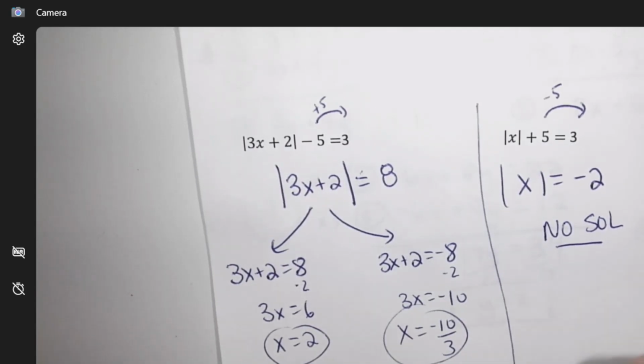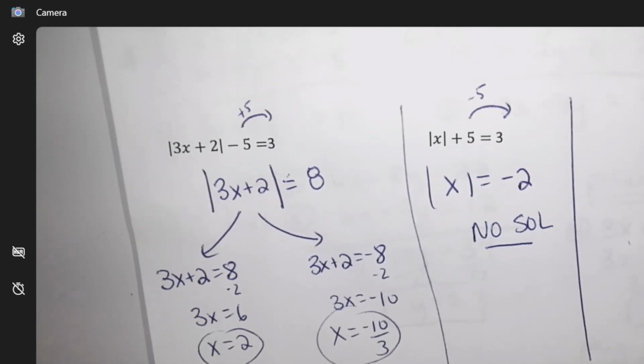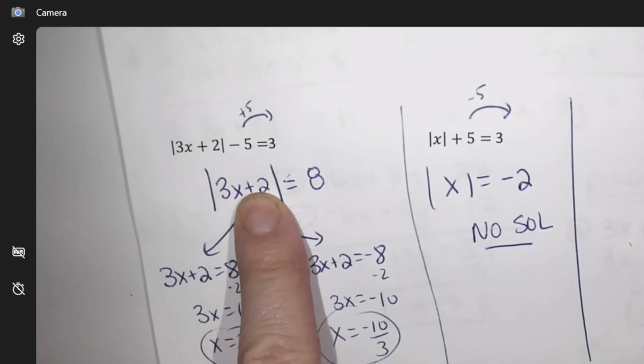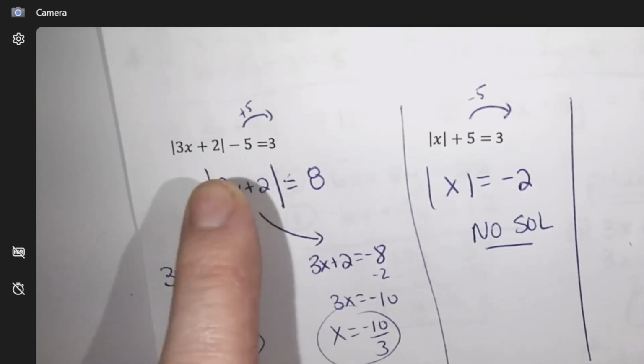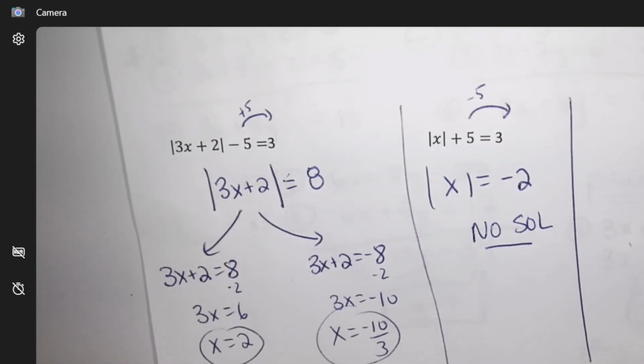Can't have the negative. Okay, you're going to do this one on your own. Go ahead. This one is exactly the same as this. Try it on your own. This and this one are the same. Just show me your steps. Okay, go ahead.